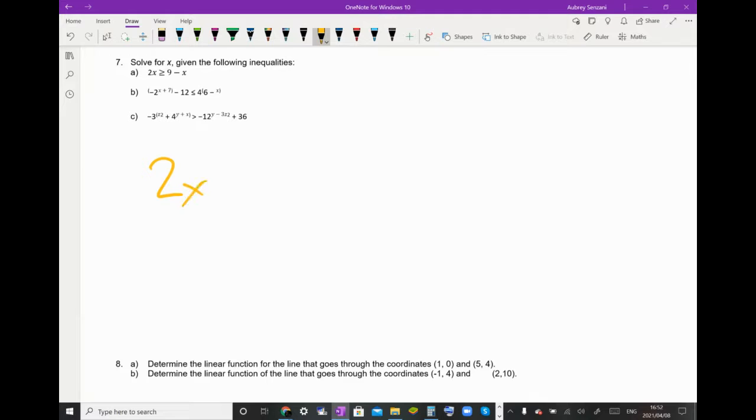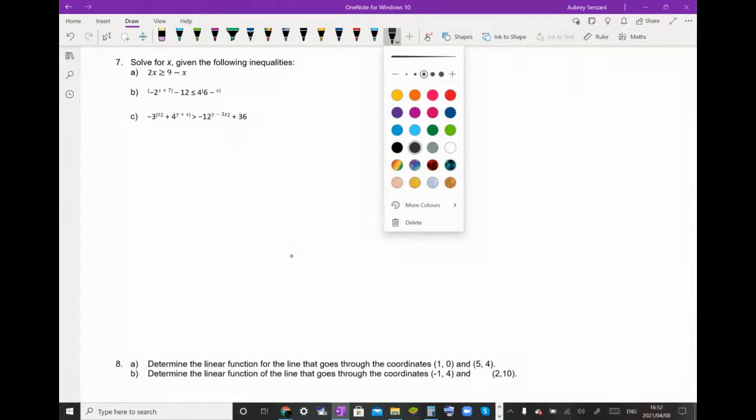So here we have 2x. Let me change colors. Let's do something different. What color shall we? Actually, I don't even like the ones available. Let's try this crazy color. Let's see how that plays out.